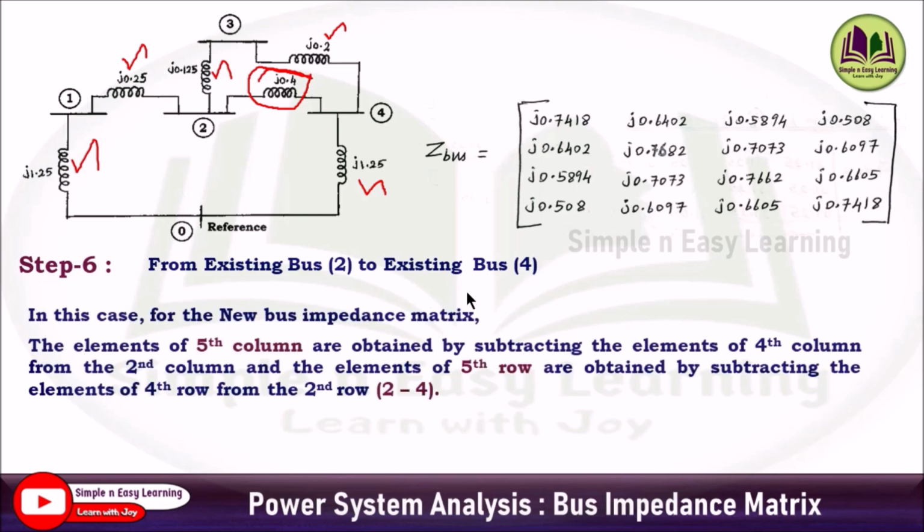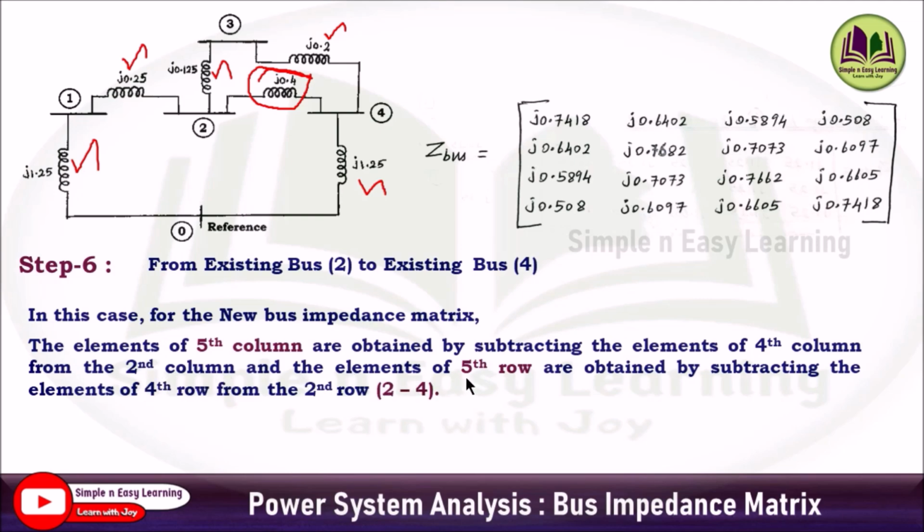In this case, for the new bus impedance matrix, we already got a 4 cross 4 matrix here. We are considering one more reactance, so this Zbus matrix becomes a 5 cross 5 matrix. The fifth row and fifth column will be added. The elements of the fifth column are obtained by subtracting the elements of the fourth column from the second column. Why am I putting the fourth column and second column? Because the reactance is connected between the second bus and the fourth bus. That's why I am mentioning the fourth column and second column here.